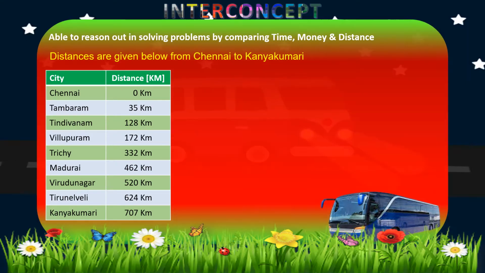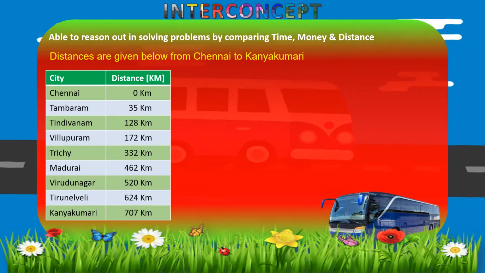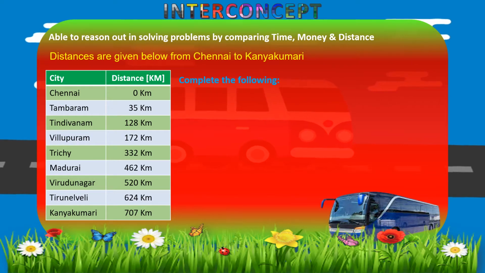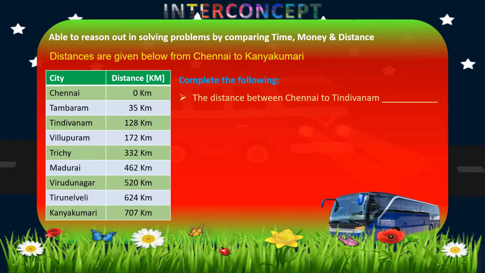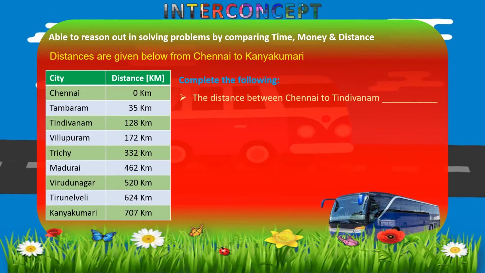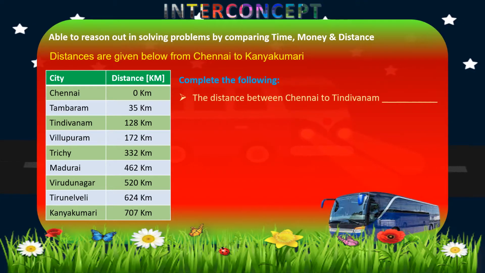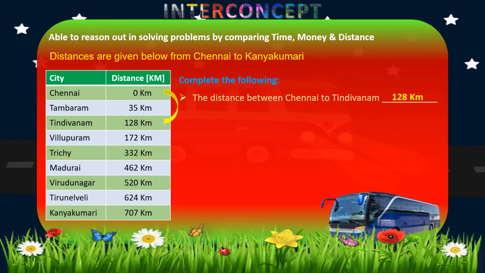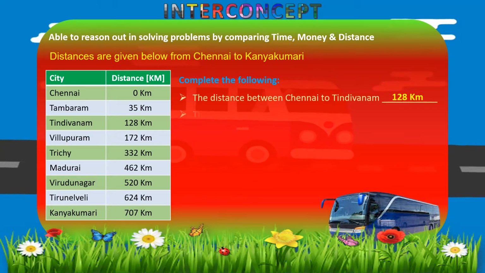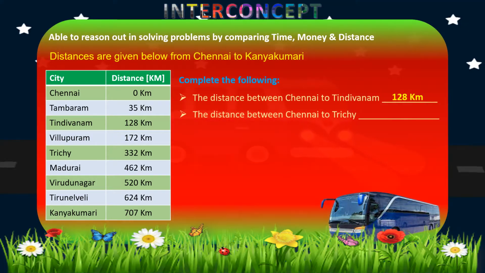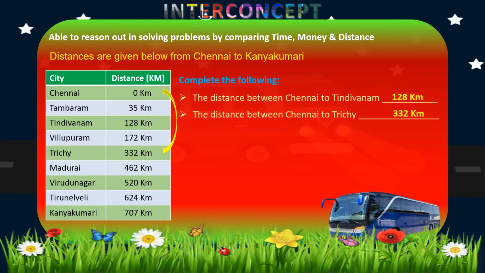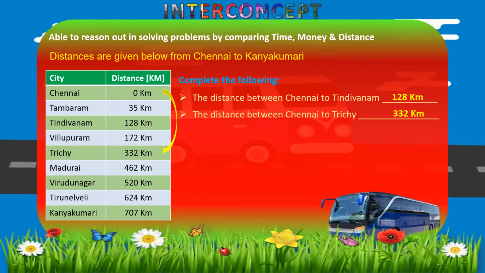Children, see the table. Here we have city's name and distance. Now we have to find out the distance between the two cities. First one, the distance between Chennai to Tindivanam is 128 kilometers. Then the distance between Chennai to Trichy is 332 kilometers.